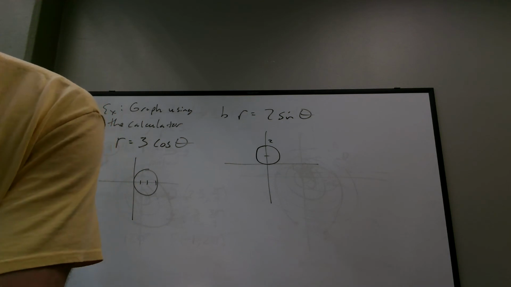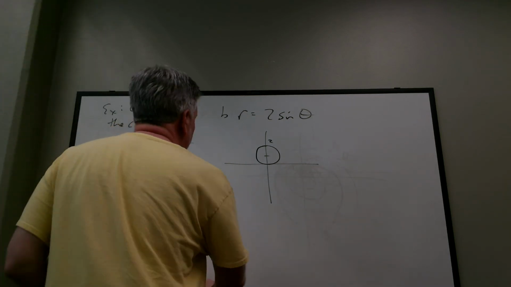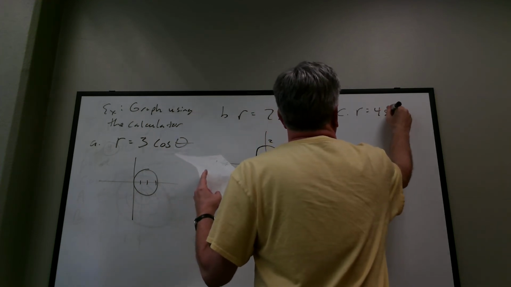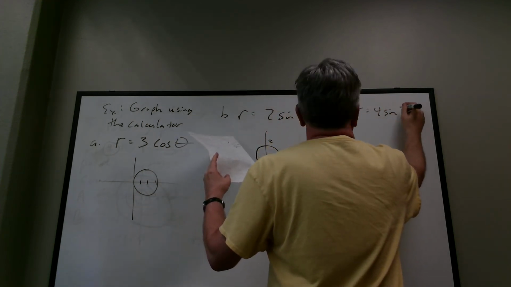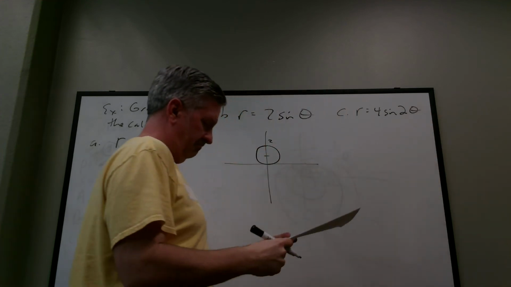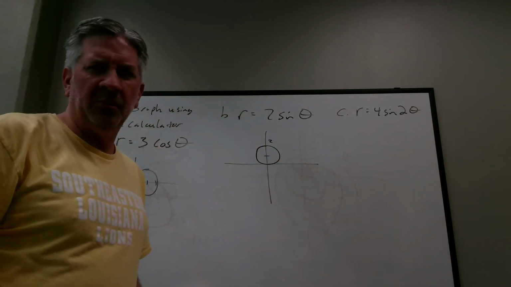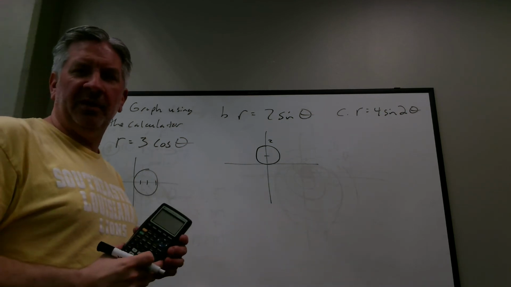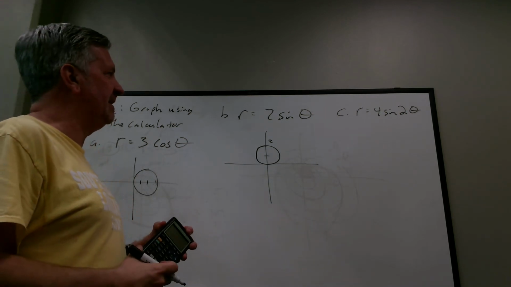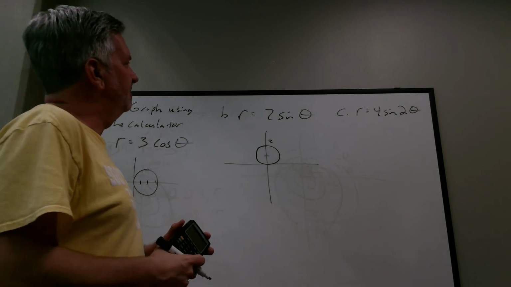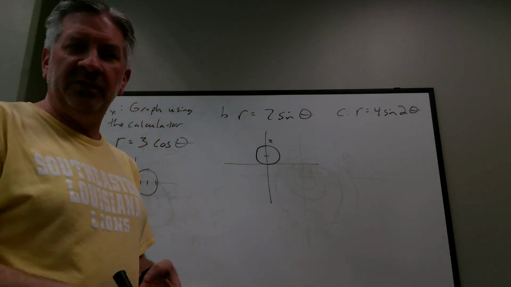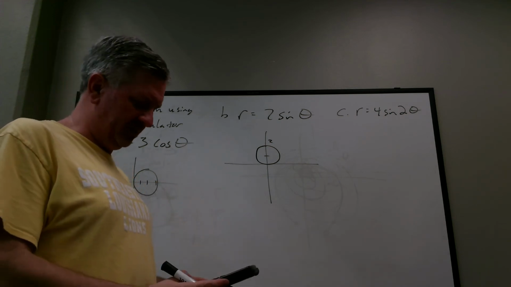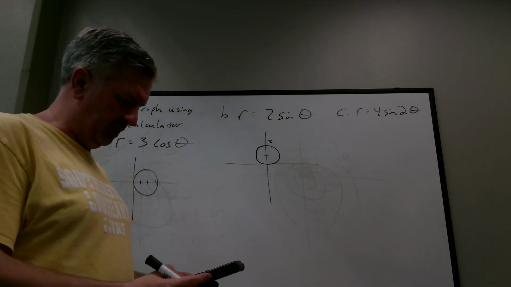Let's do something a little more elaborate. Let's try C here. R equals 4 sine 2 theta. Okay, 4 sine 2 theta. If you're using the calculator, why don't you pause the video, see if you can get a decent graph of that. And then I will do it, and we'll see if we get close to the same thing. Again, you may have to play around with the window. The window we've been using may not be so great on this one. So stop the video and see if you can do it.